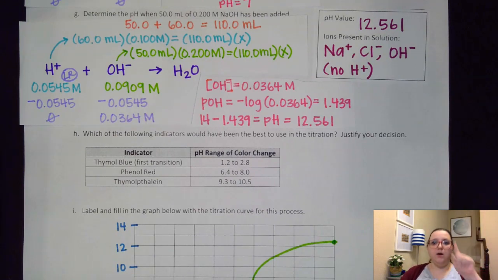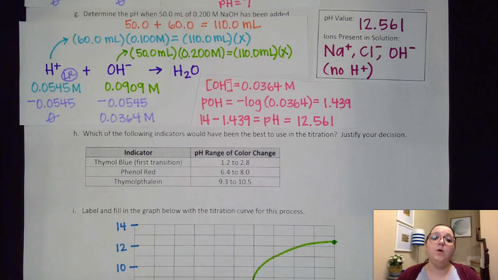Whew! Now, we calculated a lot of pHs there. Here in just a moment, what we're going to do is take all that information and plot it on a titration curve. But before we do that, we have a question here. Which of the following indicators would have been best to use in this titration? If I was actually doing this in lab and I wanted to confirm all of this data and actually do the titration using a pH probe, which indicator would I want to use?